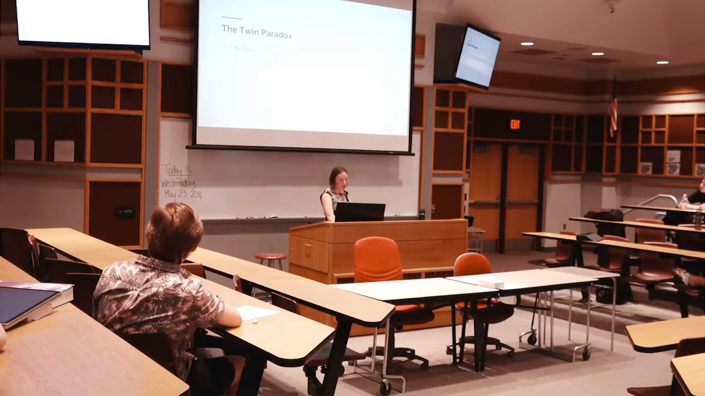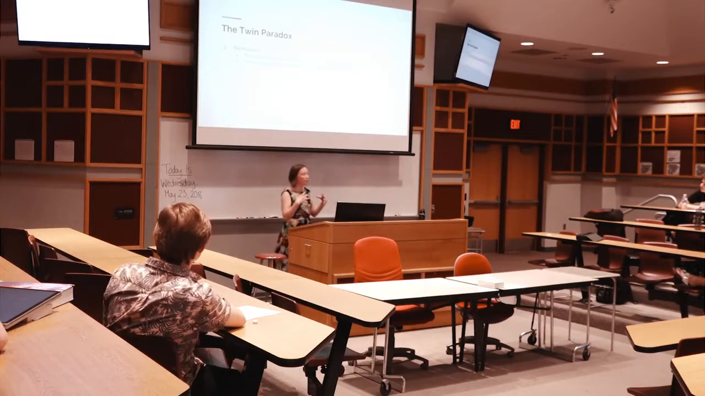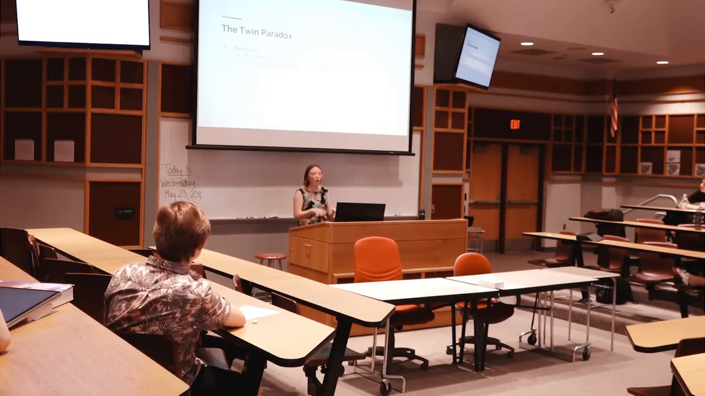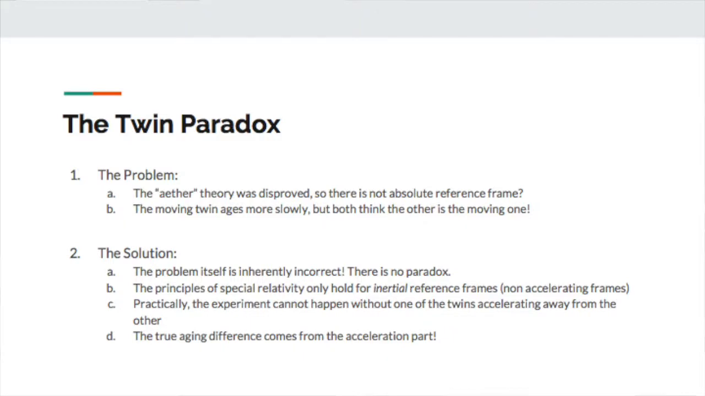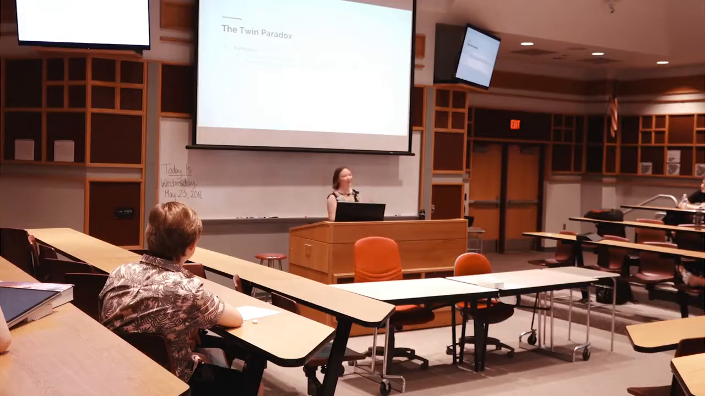The problem is that the ether theory was disproved. This means that there's no absolute reference frame. So let's think about this. Let's say we're all twin A, and we watch our twin B leave. We think twin B is in motion, so time passes slower for twin B according to us. So when twin B comes back, we'll say, oh, you're much younger than I am.